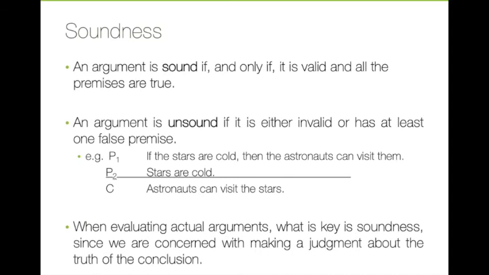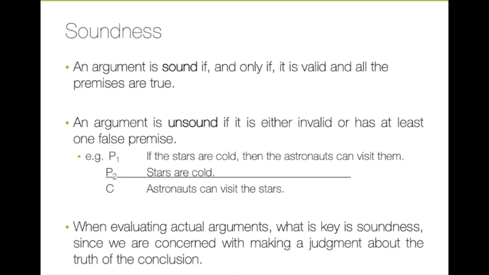Let's now go to soundness. Remember, an argument is sound if and only if it is valid and all the premises are true. Remember that since all the premises are true, and by definition of validity, if the premises are true, the conclusion has to be true, a sound argument will always have a true conclusion. There's also our opposite, so we have validity and invalidity, and we have soundness and unsoundness. An argument is unsound if it's either invalid or it has at least one false premise.